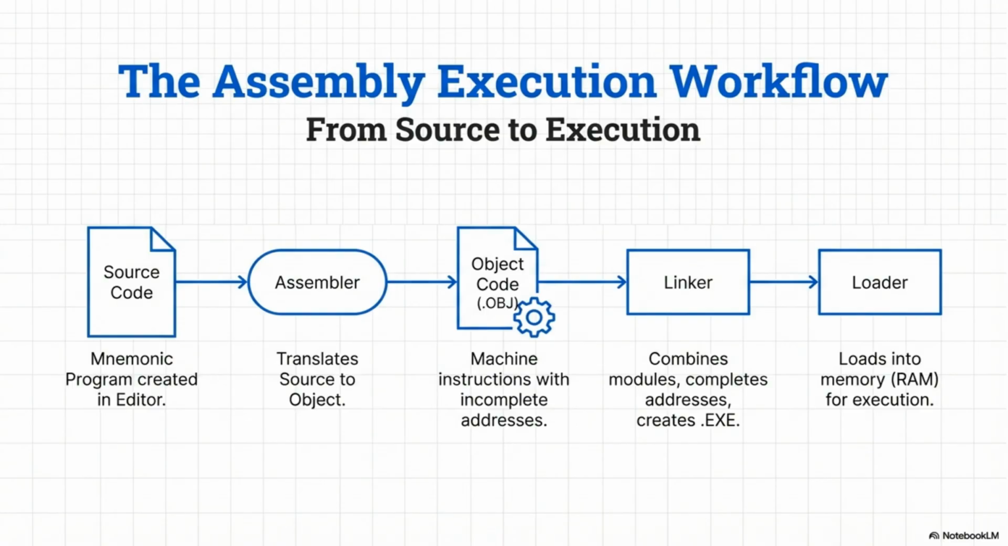The assembly execution workflow moves from source to execution. The source code is translated by the assembler into object code. The linker combines modules and creates the executable, which the loader then loads into memory for execution.